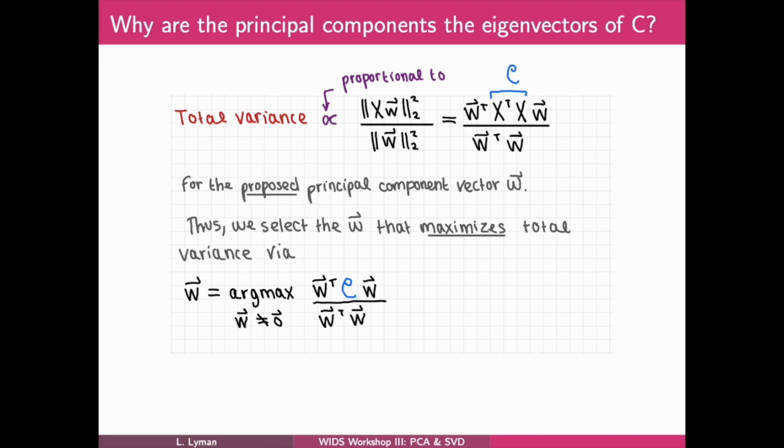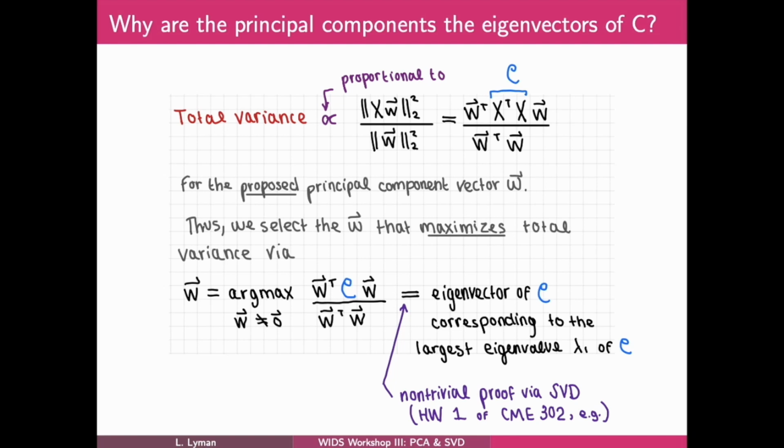At this point, we want to select w to be the vector that maximizes the total variance. And we can maximize the total variance by maximizing this expression that we've calculated here. Finally, we have that w is going to be the argmax of this numerator and denominator, w transpose C w over w transpose times w. Now remember, the argmax is the maximizer of this whole expression. That is, it's the w we need to plug in such that this whole fraction is as large as possible.